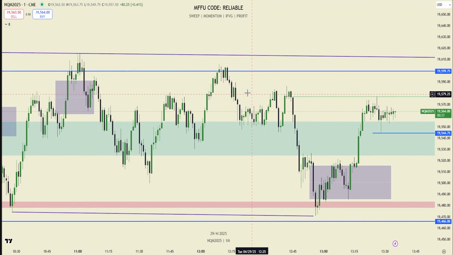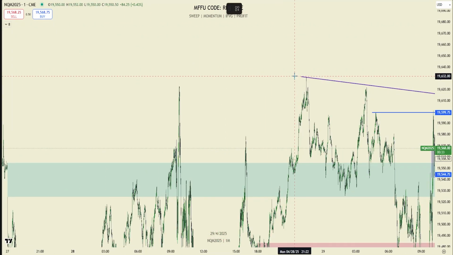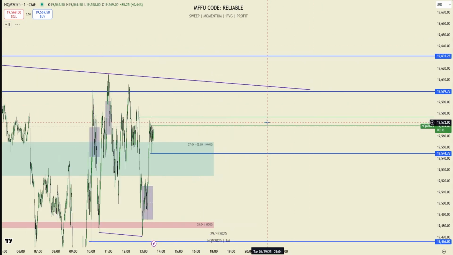What would be target after equal highs? Just for us to run the LRLR, probably this high here. 631.